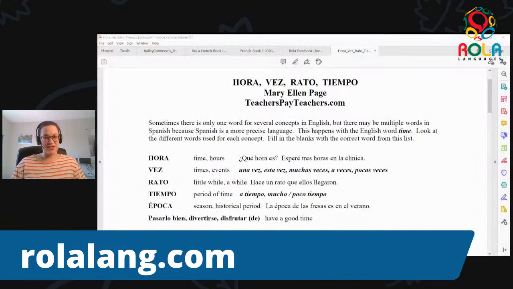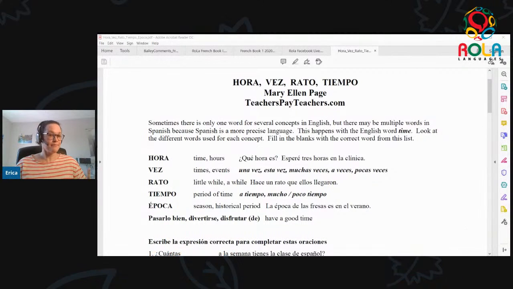We're going to be looking at 5 different expressions for time in Spanish. This layout on the page is coming from Mary Ellen Page, so I want to make sure I give credit where credit is due. She put out a nice little summary, which I want to go over in detail with my own information as well, about the different ways to express time in Spanish. In English, we have one word that we use to express time, the word time, but in Spanish we have different words depending on what type of time we're describing.